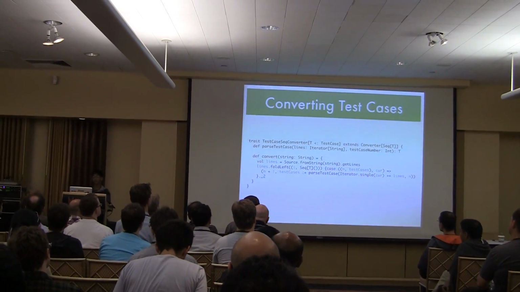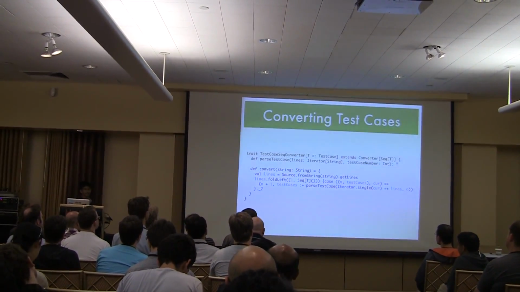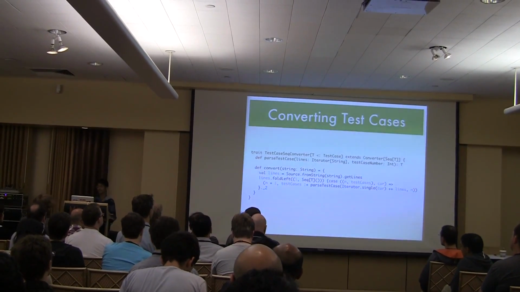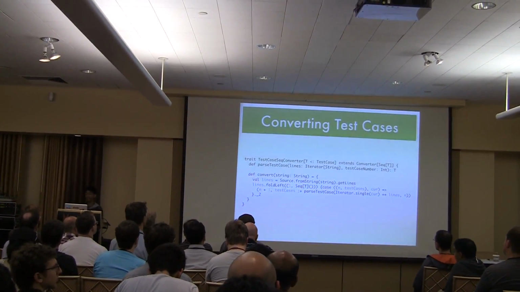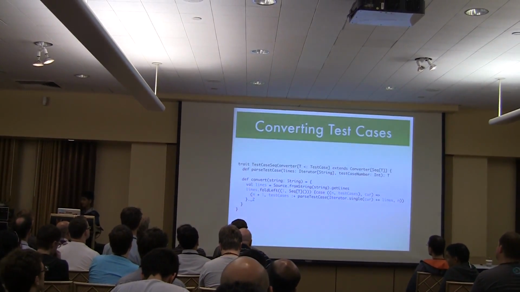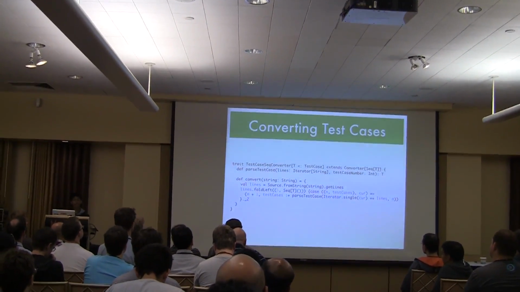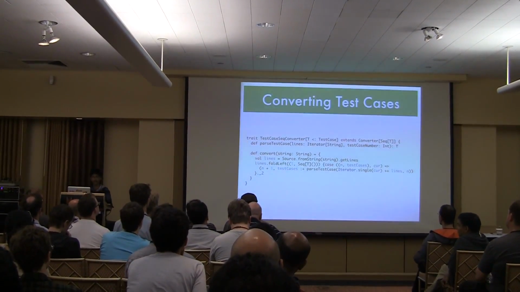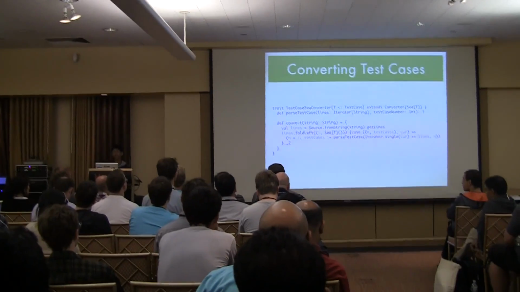This is parameterized on a test case t, and this extends converter of sequence of t. The method the user defines in this trait is parse test case. What the user does is they're given lines of type iterator of string and a test case number of type integer. And their job is to produce a single test case. The method that the trait implements is convert.